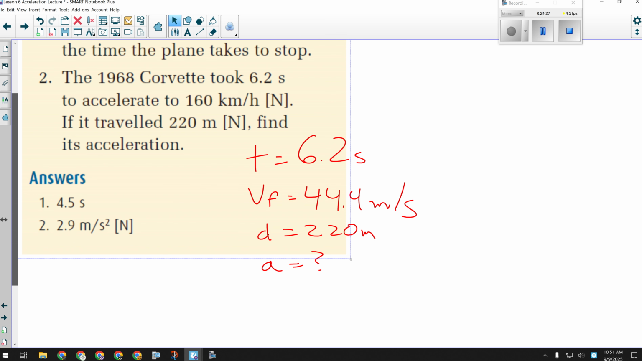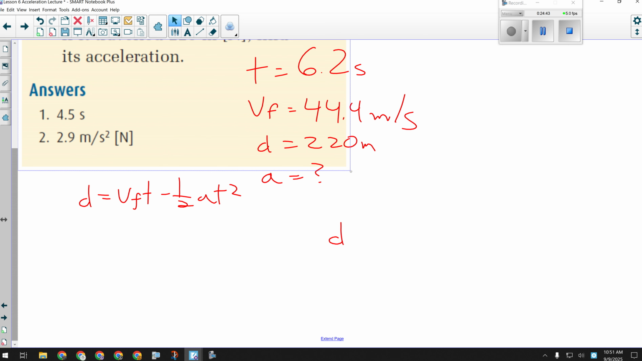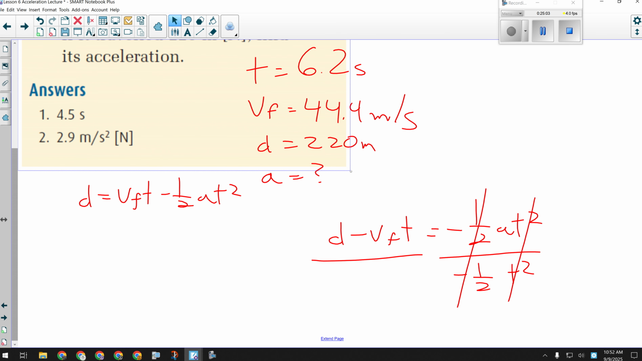So again, more algebra with this formula. We've got D equals VF times T minus 1/2 AT squared. If I'm looking for A, the first thing I want to do with VFT is subtract it over to the other side. So I'll start out with D minus VFT equals negative 1/2 AT squared. I'm looking for A, so what do I have to do with the half and the T? Divide them over. So divide by negative 1/2 of T squared. That comes over to this side. Again, bringing that negative over is important.